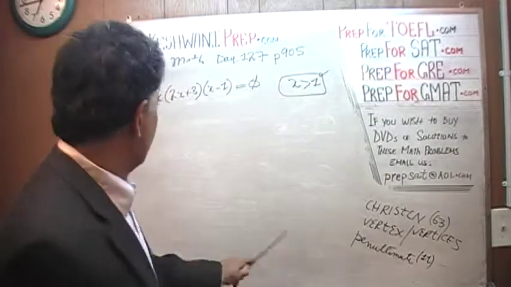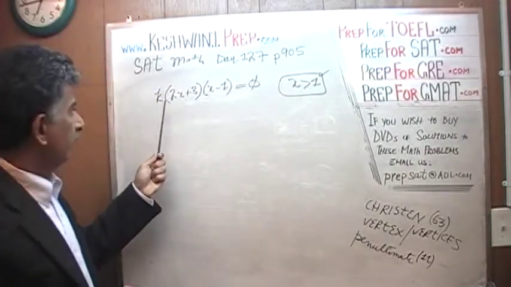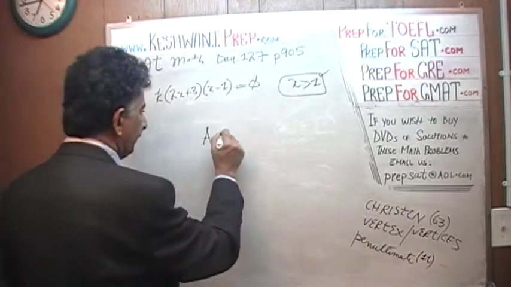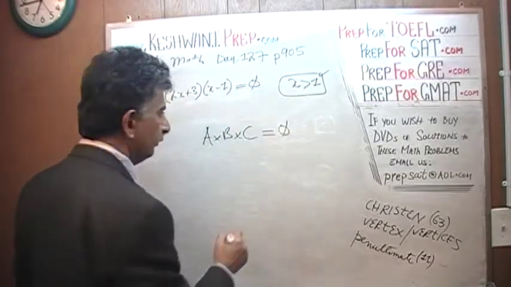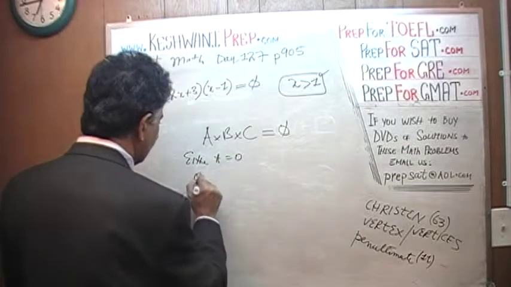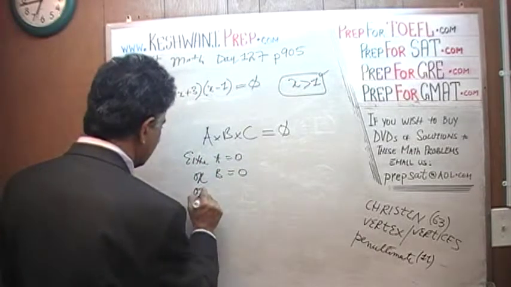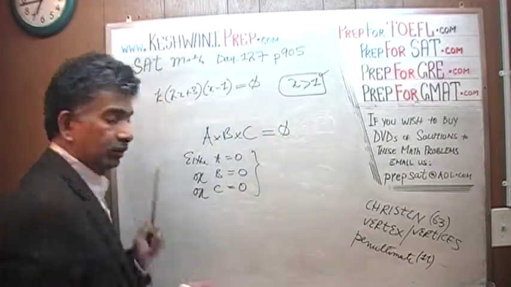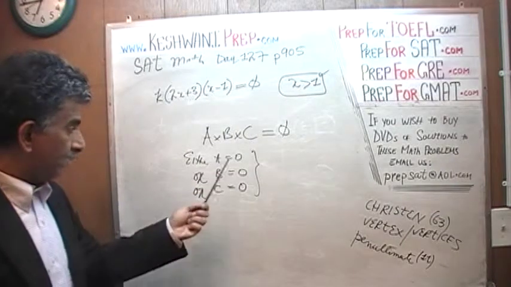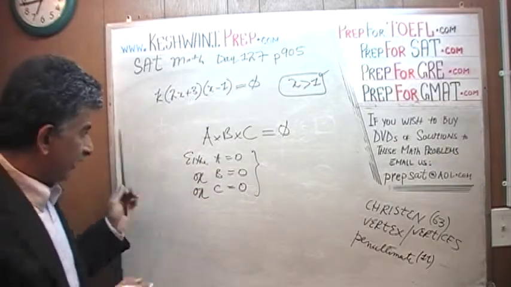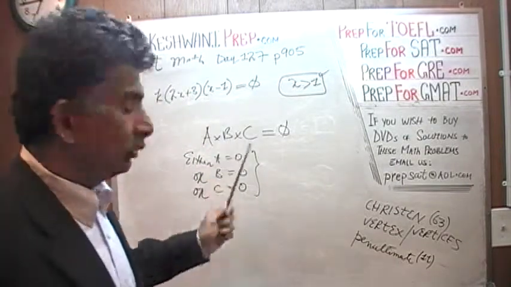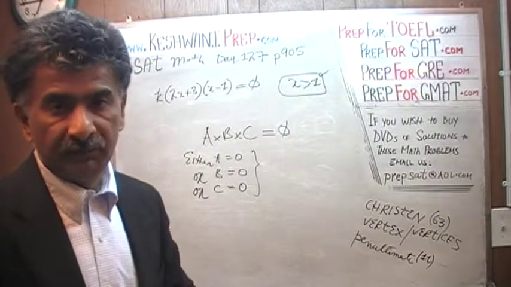Well, we have three products here, k, 2x plus 3 and x minus 1. When we have three products, for example, if somebody tells us that a times b times c equals 0, then either a is equal to 0, or b is equal to 0, or c is equal to 0, or they are all equal to 0. That's the only way the product is going to be 0. Now, they do not all need to be equal to 0. That's why it says either. Only one of these three numbers has to be equal to 0. It doesn't matter what the other two are, because 0 times anything is 0.